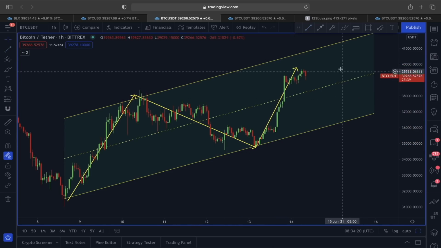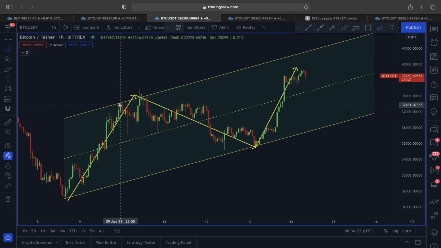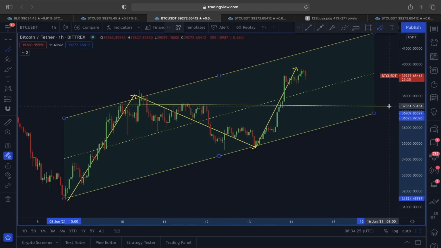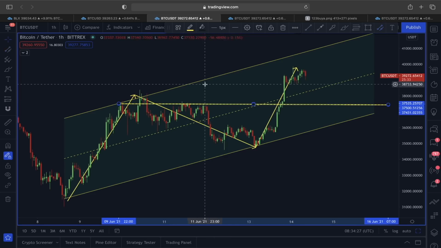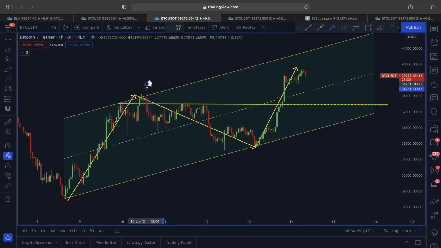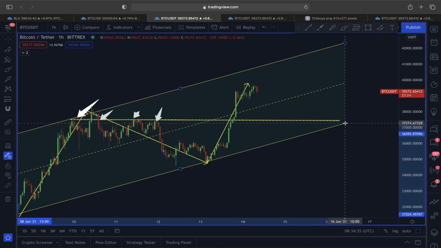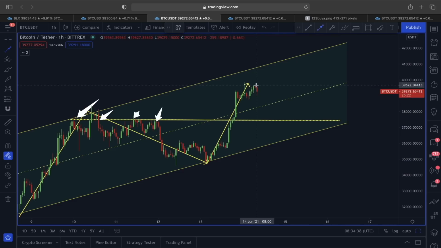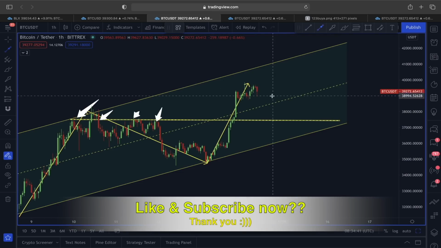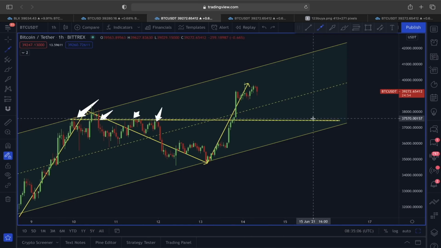So if there is going to be any sort of a pullback, then again this 37,400, 37,500 resistance line, right? You can see resistance didn't let the price close over it, is going to be one very strong support line for Bitcoin now. So that's why I'm actually expecting an impulsive move to follow in the upcoming days for Bitcoin. And with any sort of a pullback, I'm aware 37,400, 37,500 here is one very strong support line.